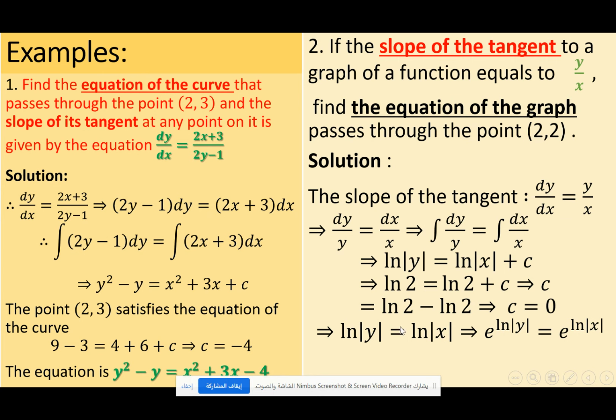Or you can get rid of ln by using the opposite operation of ln, which is the exponential. And finally, you can get that result: the absolute value of y equals the absolute value of x.